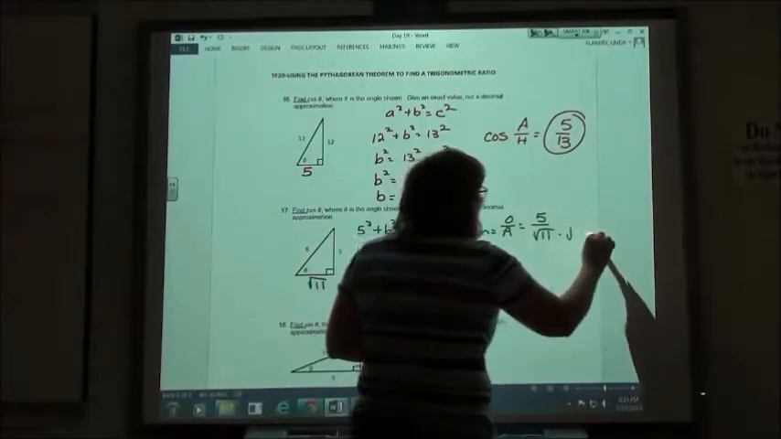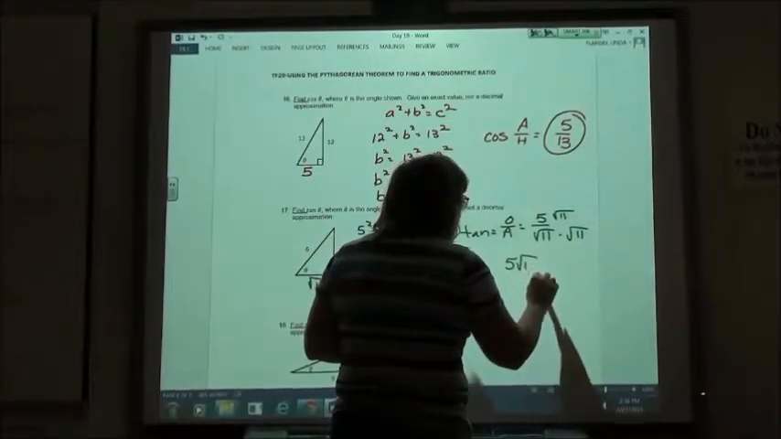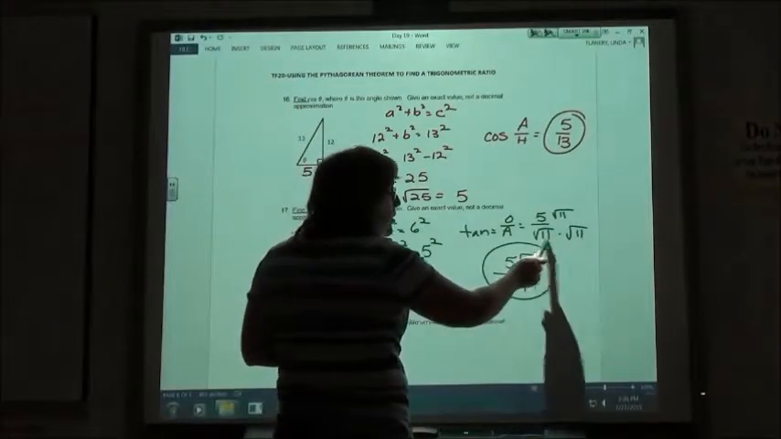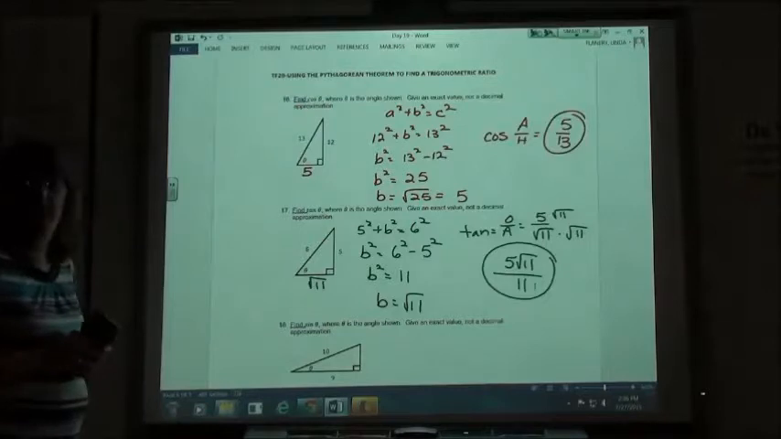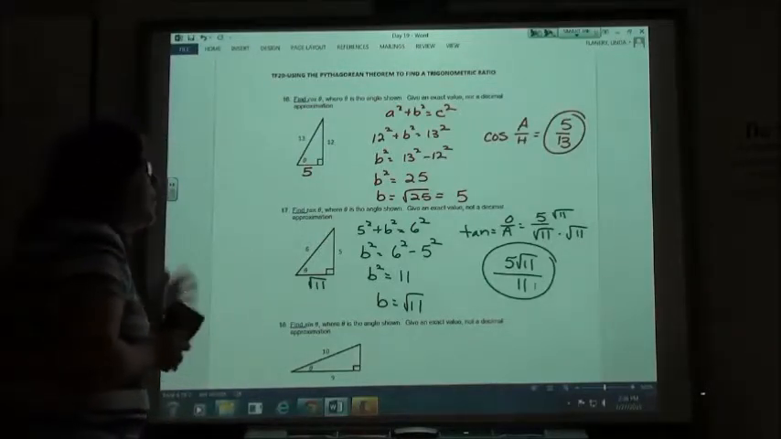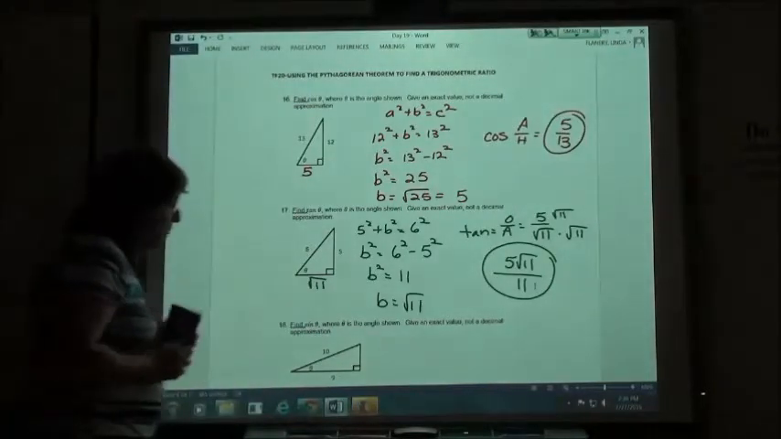We have to rationalize that denominator. So 5 square root of 11 over 11. I'm just assuming that you know when you take the square root of 11 times the square root of 11, you get the nice plain 11. You get the square root of 121, which is 11. So skipping that, assuming that you can do that in your head, or if you need to, on your paper.